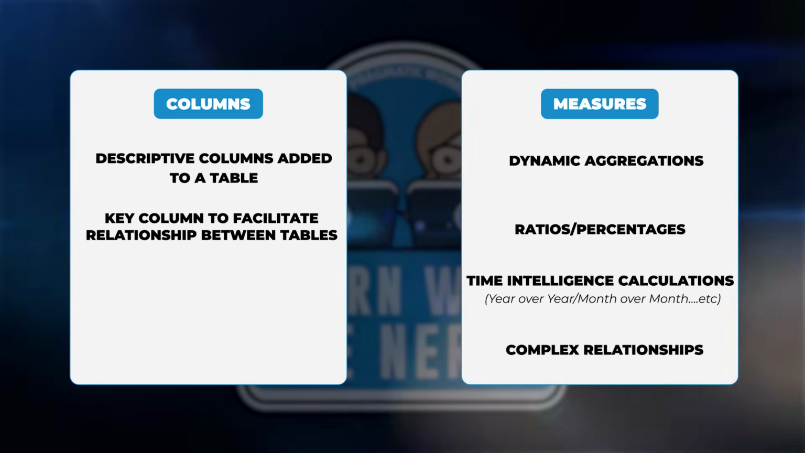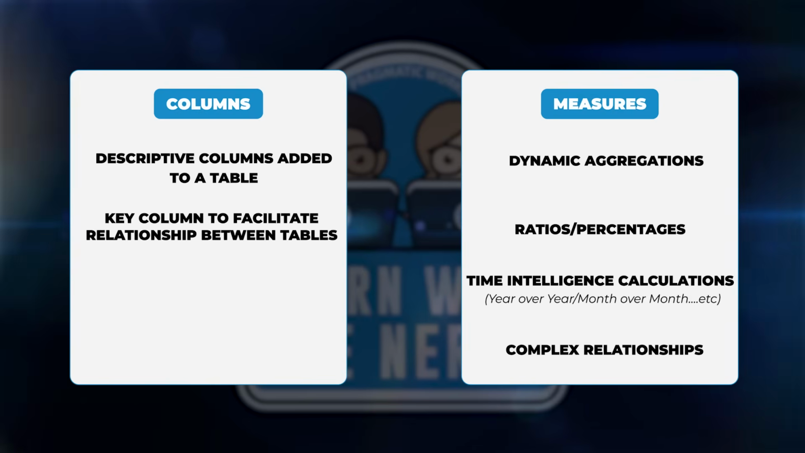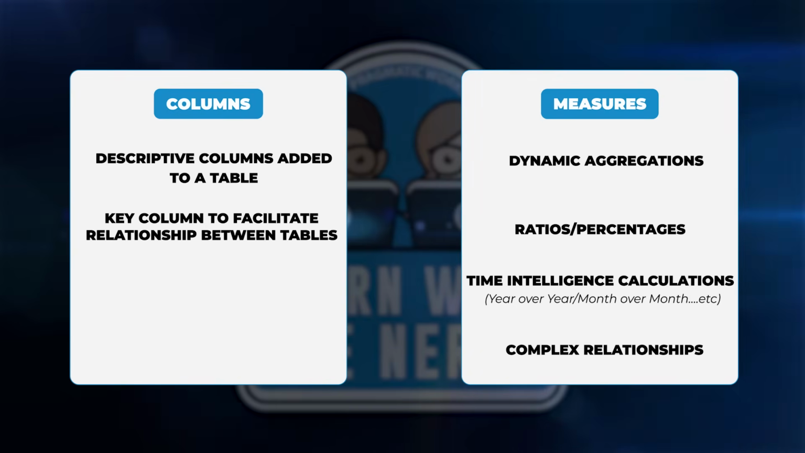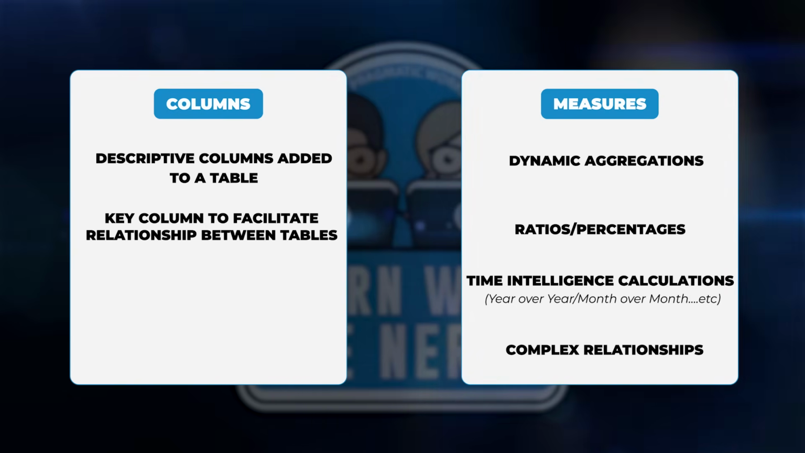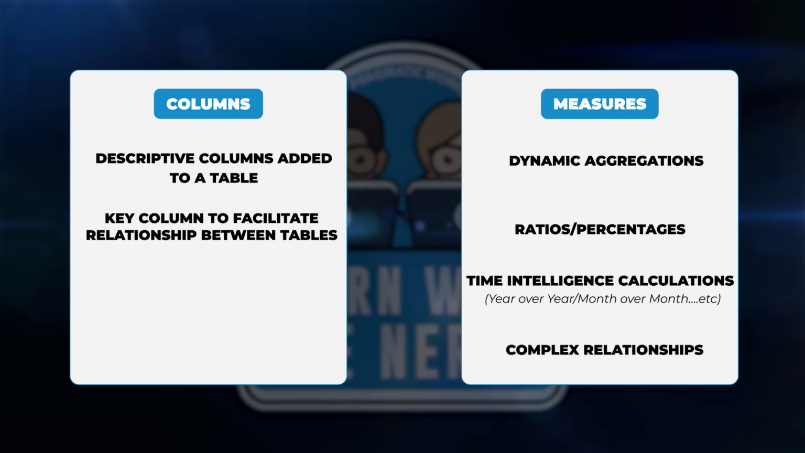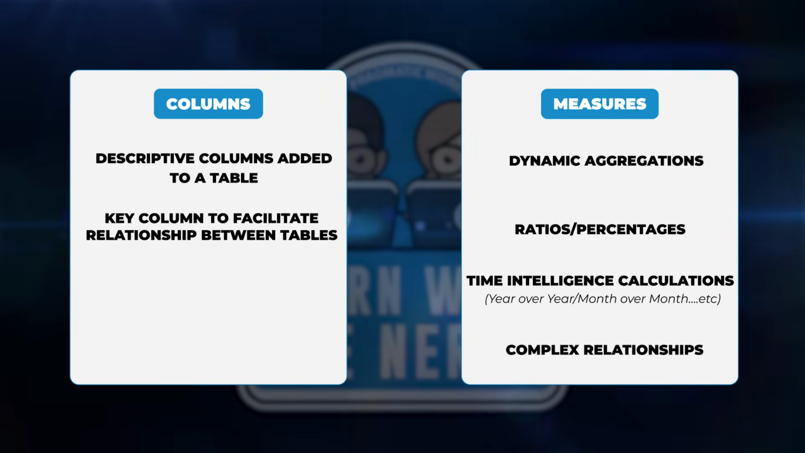Now, some other places where we'll use measures will be for ratios, for percent of total calculations, for doing time intelligence, year over year, rolling 3-month total, week over week, month over month, those type of calculations. And also whenever we need to facilitate maybe very complex relationships, it might make more sense just to build the relationship between two tables in a DAX calculation instead of recalibrating your entire data model, right? And so these are all different use cases for writing DAX measures.